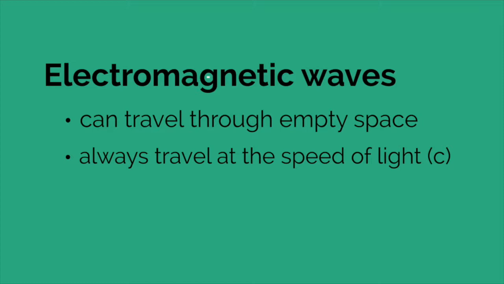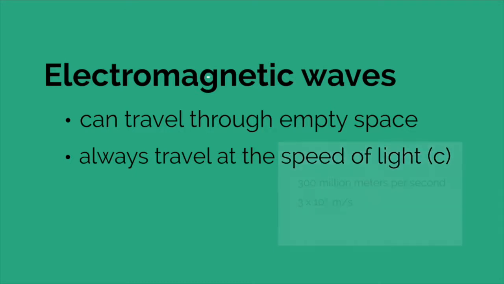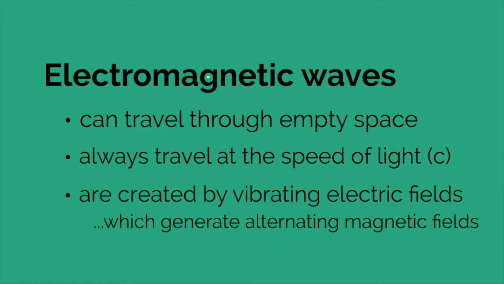Well, they all travel at the same speed, the speed of light. We use the letter c to designate this known speed, which is 300 million meters per second. Using scientific notation, that is 3 times 10 to the 8th meters per second. The other thing they have in common is that they are all created by vibrating or changing electric fields. The thing that causes an electric field to vibrate or change will be discussed in the next math lesson. But for right now, it's interesting to understand what happens when an electric field changes in intensity.